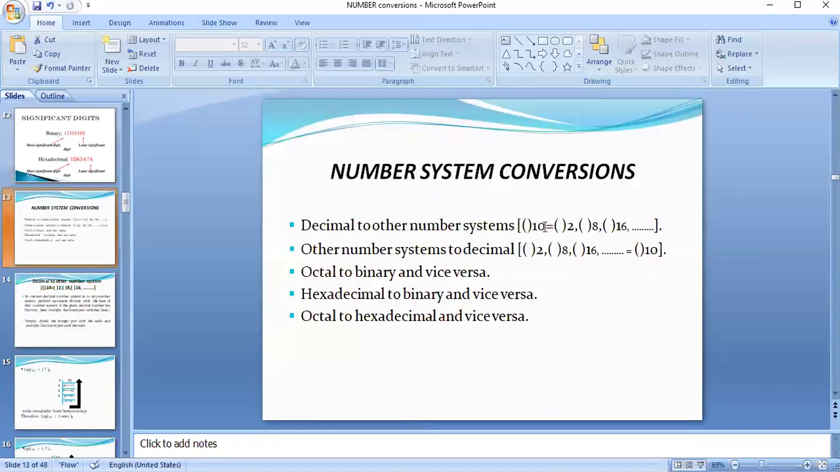And next, number system conversions. For better understanding of the conversion between number systems, I am classifying them into 5 groups: decimal to other number systems, other number systems to decimal, octal to binary and vice versa, hexadecimal to binary and vice versa, and octal to hexadecimal and vice versa.